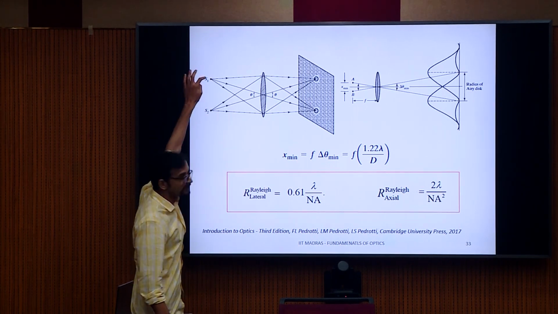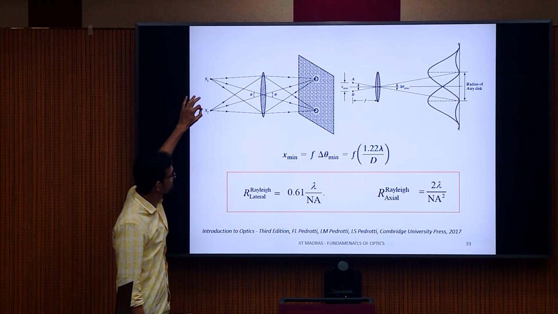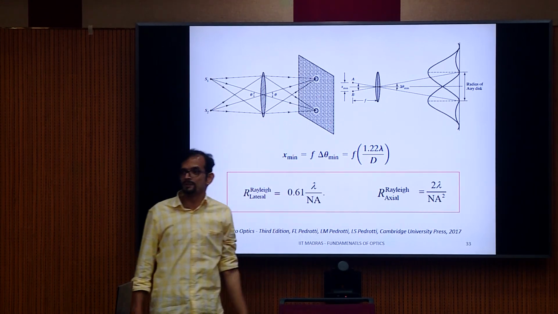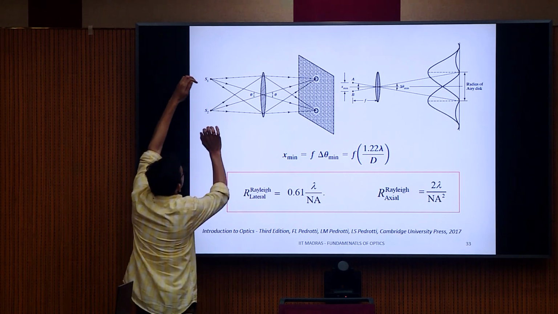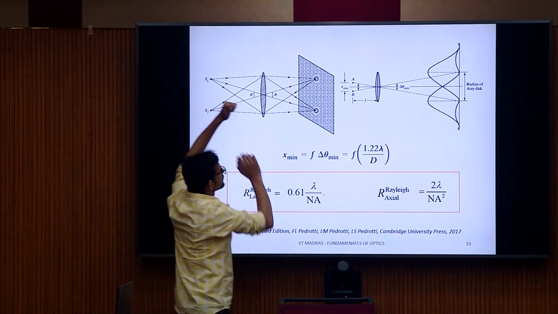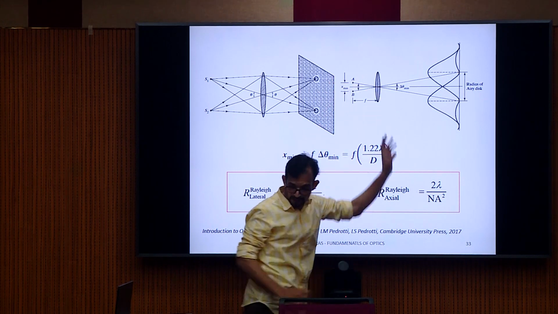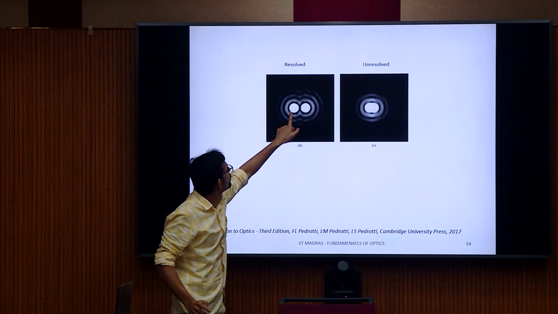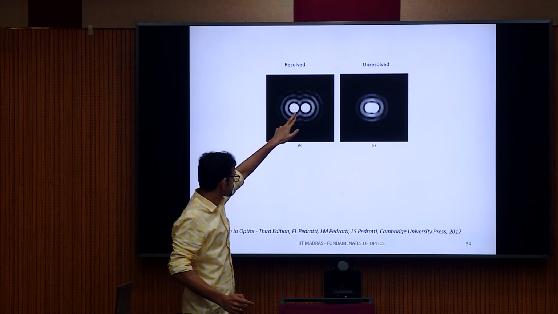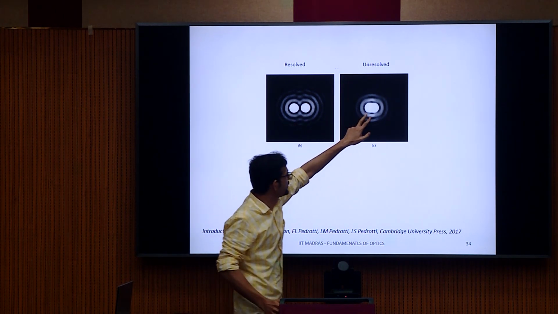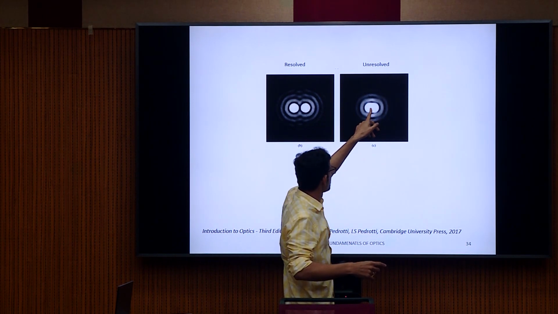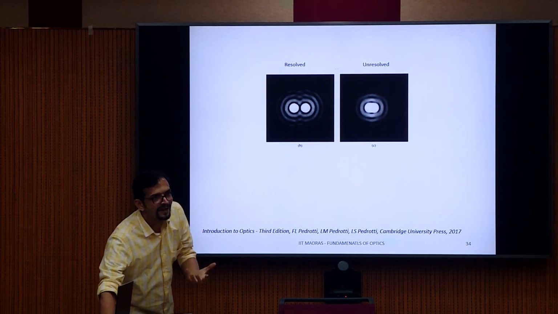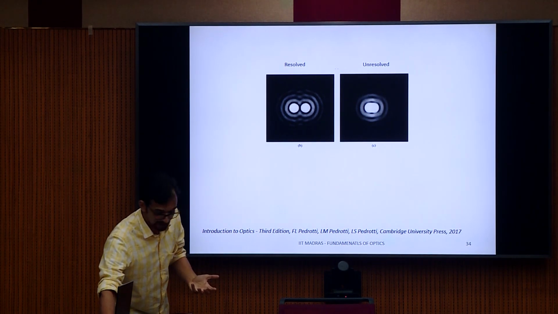You take two points S1 and S2, and this is the imaging plane. You have corresponding Airy patterns forming. Now you put these closer and closer, and your imaging plane will look like this. You are going to get Airy patterns like this, and here it is overlapped. This is unresolved. This is the Rayleigh criterion. This is one standard technique to define resolution.